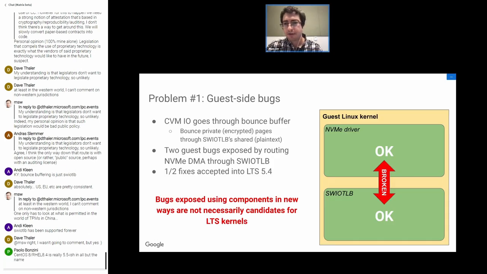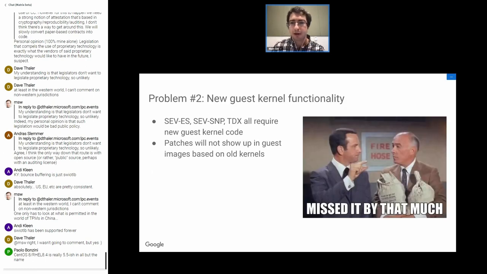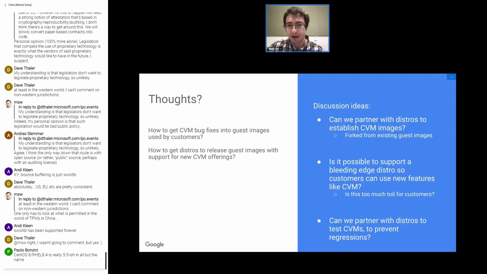Thanks. Okay. So that's guest side bugs. Again, the big takeaway here is how are we going to get these fixes to customers? That's what I want to drive discussion on. And similarly, look at all the new guest side support being discussed today. It's a lot. How are we going to get those into images? So this is where I want to back off a little bit and allow for some discussion.